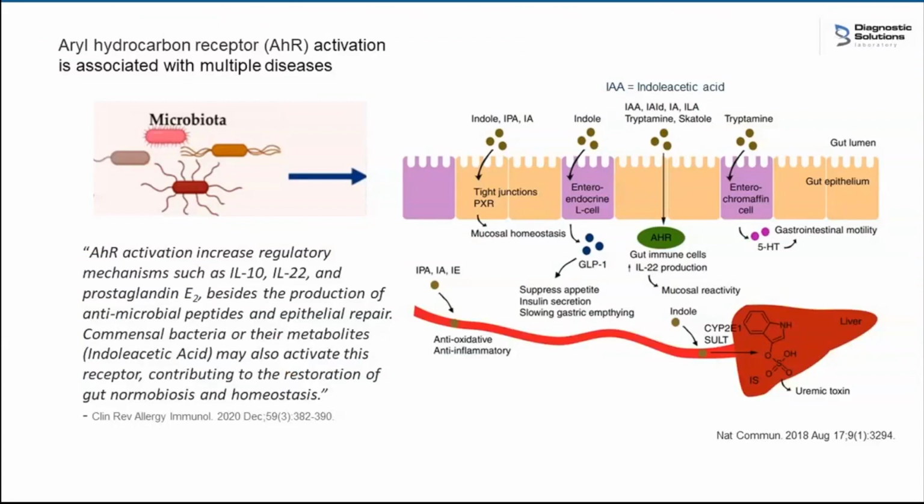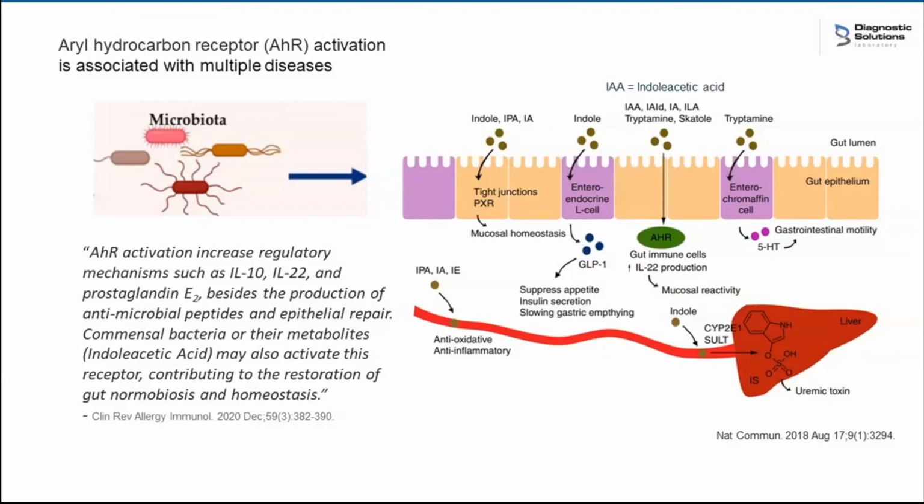So when I'm looking at this, the aryl hydrocarbon receptor activation is associated with multiple diseases. So the AHR activation can increase regulatory mechanisms like IL-10, IL-22, prostaglandin, besides the production of antimicrobial peptides and epithelial repair. So the aryl hydrocarbon receptor is a transcription factor, and there's a lot of research going on with it right now. It was originally thought to function primarily as just a sensor of xenobiotics or toxins, so the P450 activity. The most notable of those toxins was aromatic aryl hydrocarbons, and that's how it got its name, but it's really gone way beyond that.